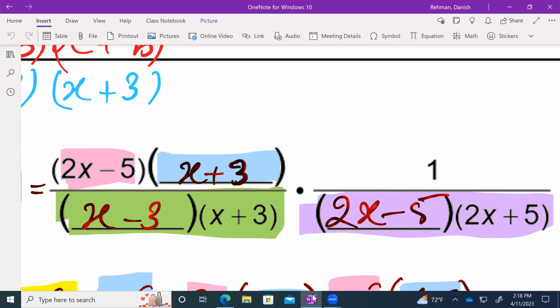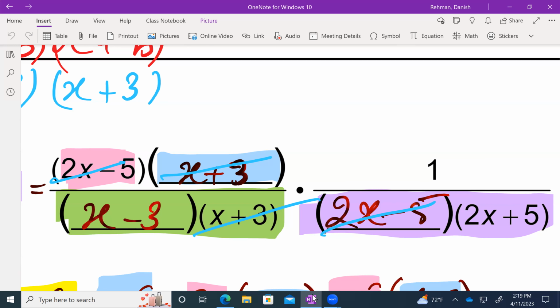So what can be cancelled out? x plus 3 is one of the factors that can be cancelled out. Do you see anything else that can be cancelled out? 2x, say it complete. 2x minus 5. This can also be cancelled out over here. So 2x minus 5 can also be cancelled out. Got it? So what are we left with then? We are left with an x minus 3 and 2x plus 5.